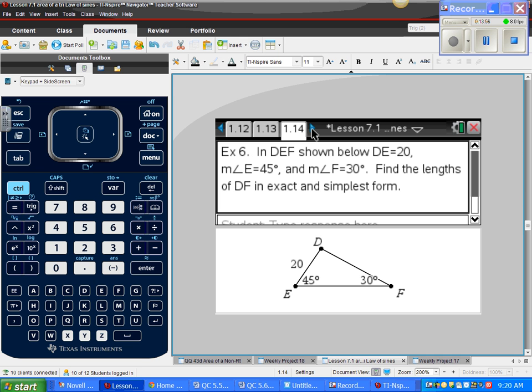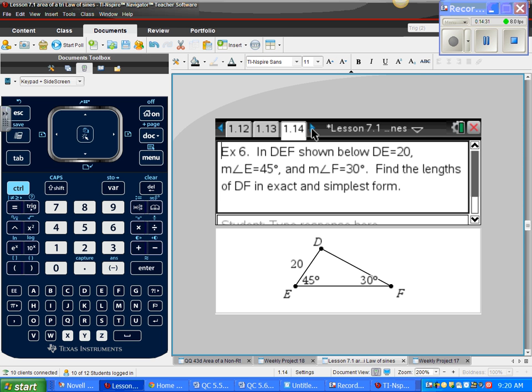You guys are doing an awesome job. In triangle DEF, shown below, DE is 20. Measure of angle E is 45. Measure of angle F is 30. And we're going to find the length of DF in exact simplest form. What's my keyword? What does that mean? No approximations. I want radicals. I want fractions, right? Okay, so are we going to put it into our calculator? No, we're not. You have to know your stuff here.